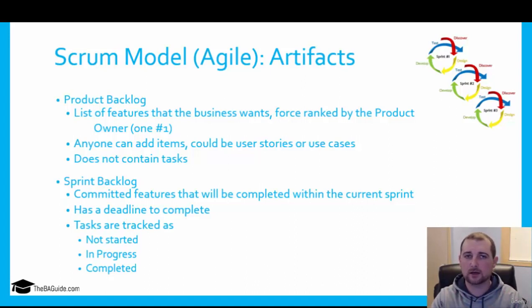Also with the sprint backlog, since you have a deadline, you need to track where you're at on all those different requirements. You need to track what wasn't started and what's in progress and what's completed. So you're working through and identifying where those different committed requirements are at, where that sprint backlog requirements list is at, and what stage they're in.